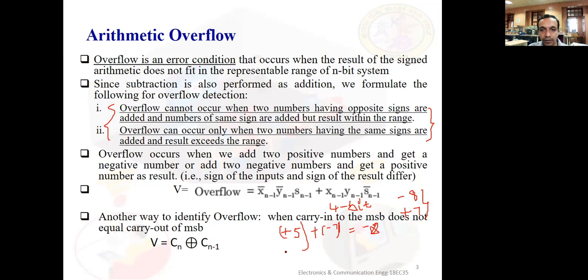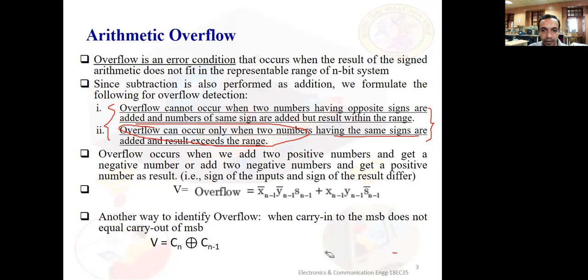The second condition is, even if you add numbers of the same sign, if the result is within the range, then also there is no overflow. For example, +5 added with +2. The result is +7, and +7 is within the range, so there is no overflow. So overflow can occur only when two numbers having the same sign are added and the result exceeds the range, either on the positive side or on the negative side. It's very important.